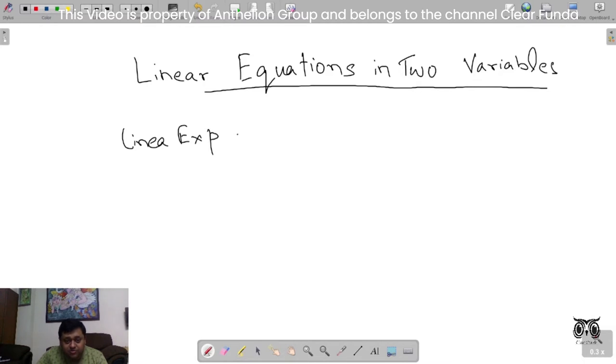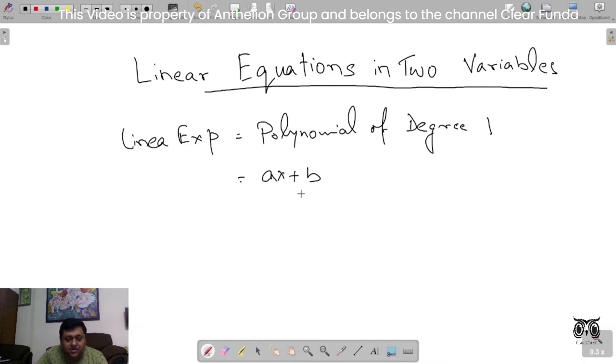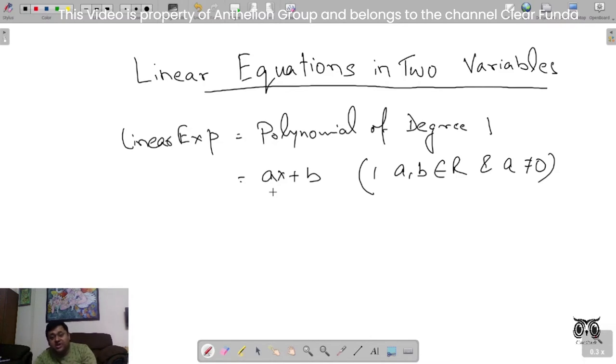A linear expression was a polynomial of degree 1. For example, ax plus b is a linear expression such that a, b belong to real numbers and a not equal to 0. Both a and b are real numbers. A cannot be 0, because if a is 0 then there is no x. Therefore we call this a linear expression.